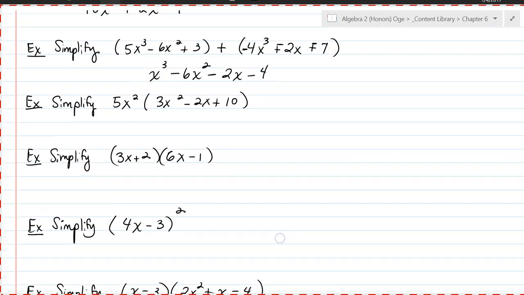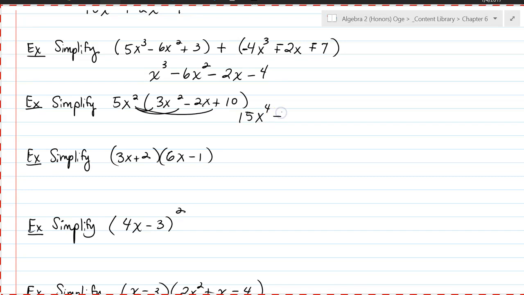The next thing we're going to do is we're going to multiply a monomial by a trinomial. So we've got 5x squared times 3x squared minus 2x plus 10. So all I need to do is I need to distribute. So let's see, I'm going to multiply 5x squared times 3x squared. So I need to remember that when I'm multiplying powers with the same base, I want to add exponents. So I'm going to say 5x squared times 3x squared is 15, 5 times 3 is 15, x to the fourth. I added my exponents. 2 plus 2 is 4.